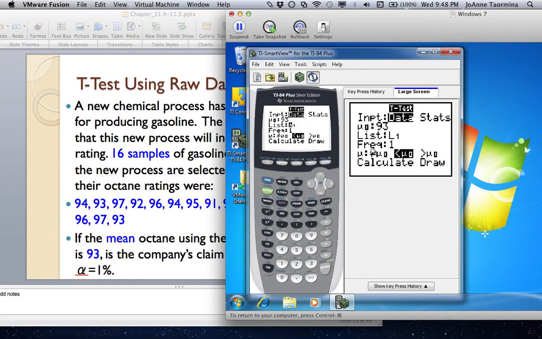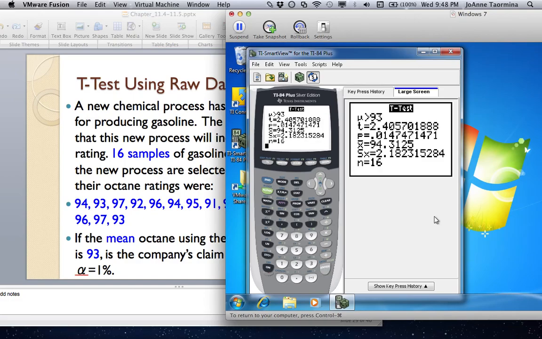The population mean is 93. The list that I'm using, my raw data is coming from L1. Frequency, you should leave at 1. Mu sub x bar, it's a test on the right hand side, so mu is greater than mu sub x bar. Calculate, hit enter.